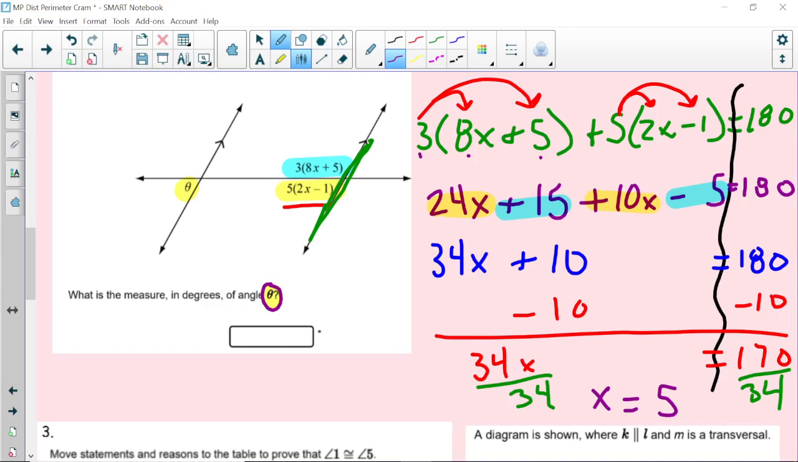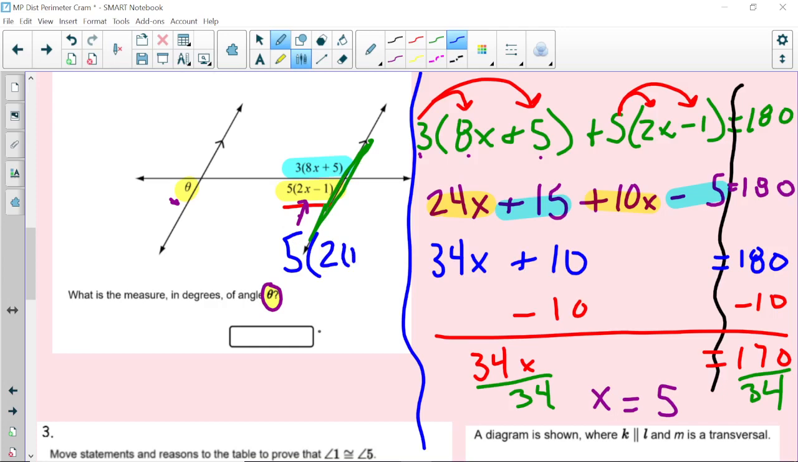So what we've got to do, since theta is corresponding with this 5 parentheses 2x minus 1, we're going to plug this 5 back in right here for x. So we'll do 5 parentheses 2, plugging in the 5 for x, minus 1.